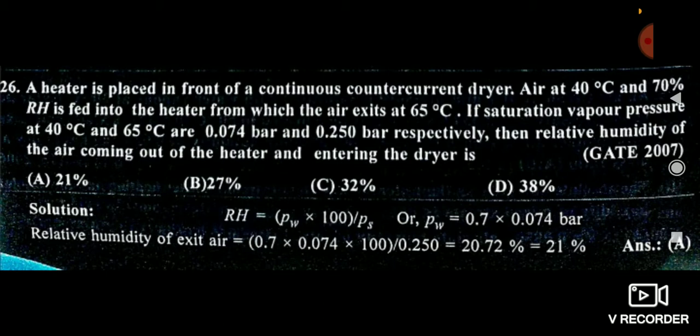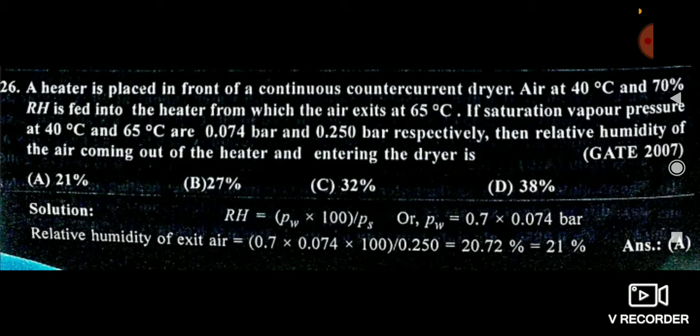Friends, the first thing you should take care about is that two temperatures are given here: 40 degree centigrade and 65 degree centigrade. At both these temperatures there are different saturation vapor pressures. I have told you in the initial part of this video that at a particular temperature and pressure a specific humidity is present, meaning a particular humidity is present.